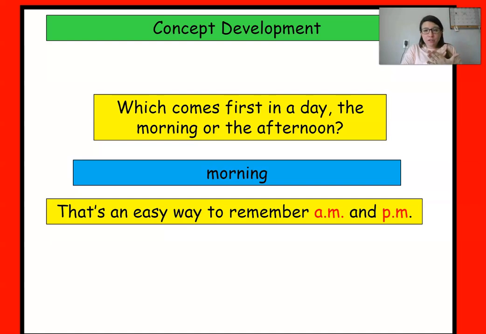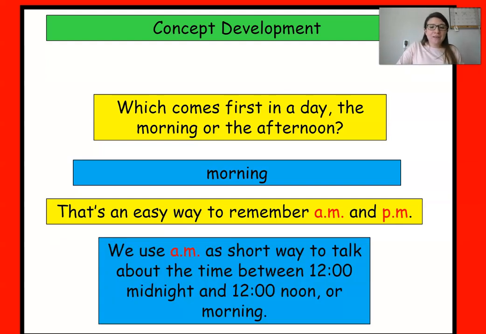A comes first. That's the morning. A is the morning. AM. P comes after A in alphabetical order, which I know we've been working on, so that's the afternoon. AM morning, PM afternoon. All right?